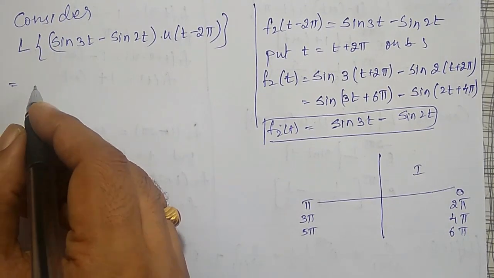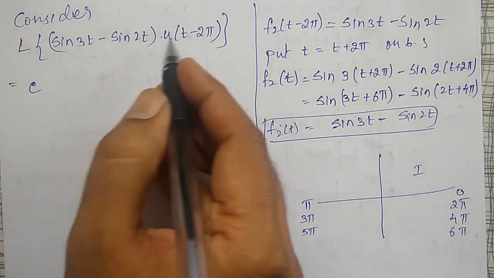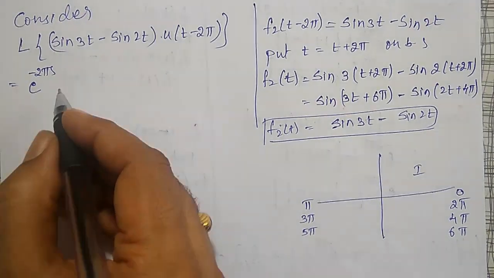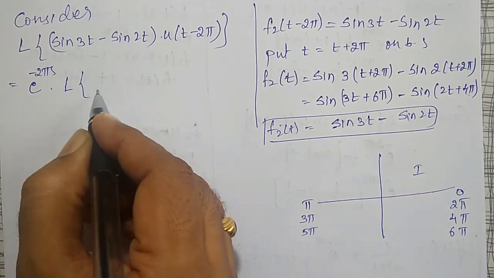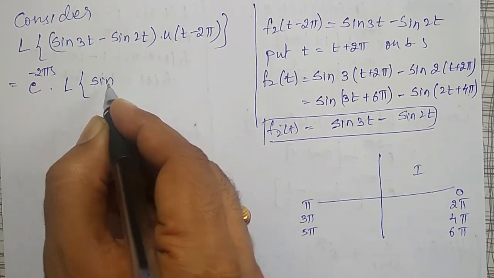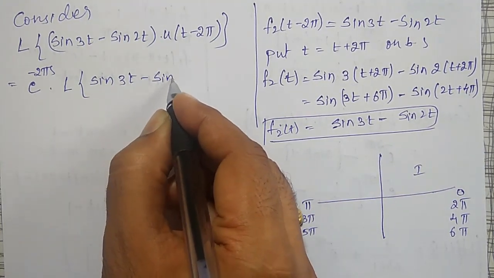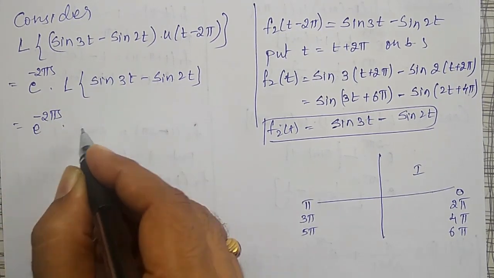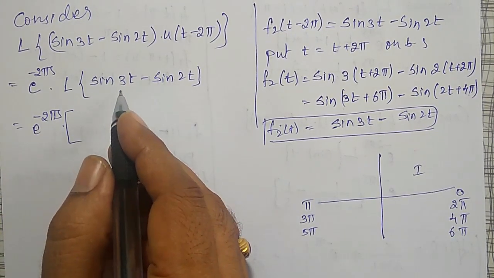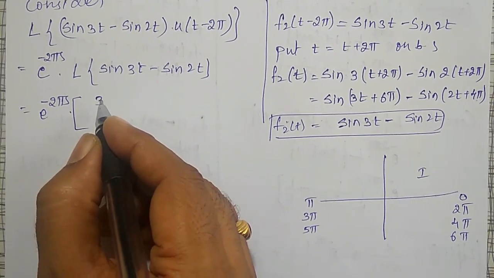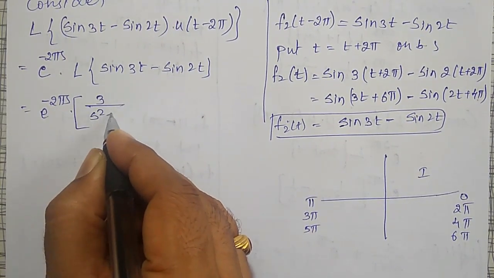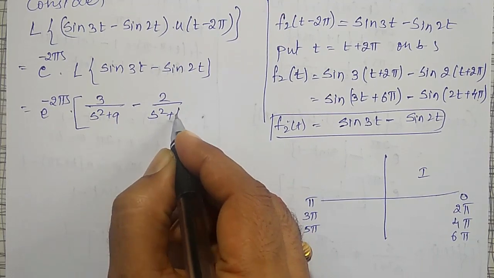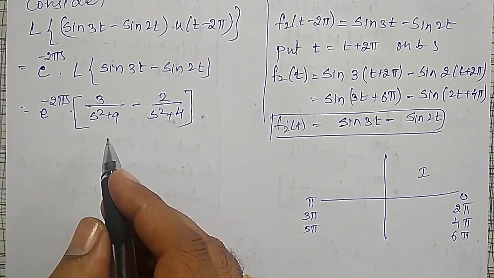That is equal to e to the power minus as, a is 2 pi, so minus 2 pi s, into Laplace transform of f2 of t. This is sine 3t minus sine 2t, which is equal to e to the power minus 2 pi s into Laplace transform of sine 3t, which is 3 divided by s square plus 9, minus 2 divided by s square plus 4, the Laplace transform of my second term.